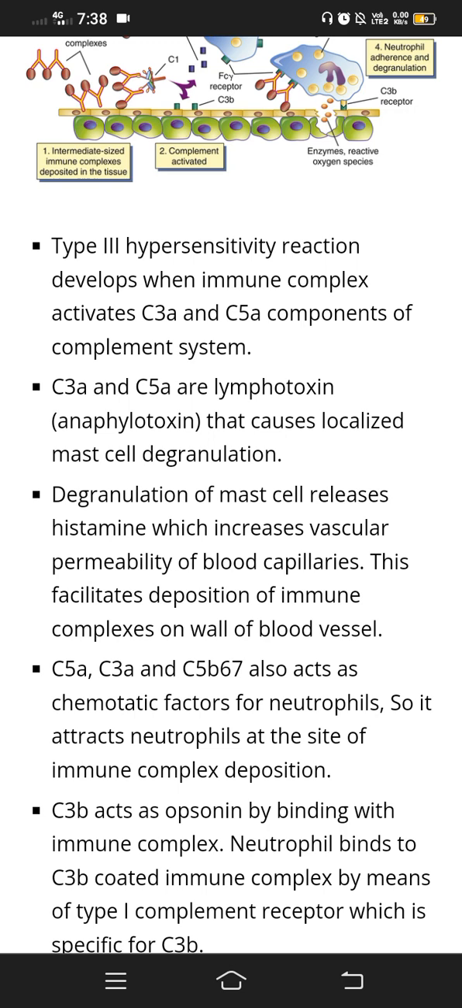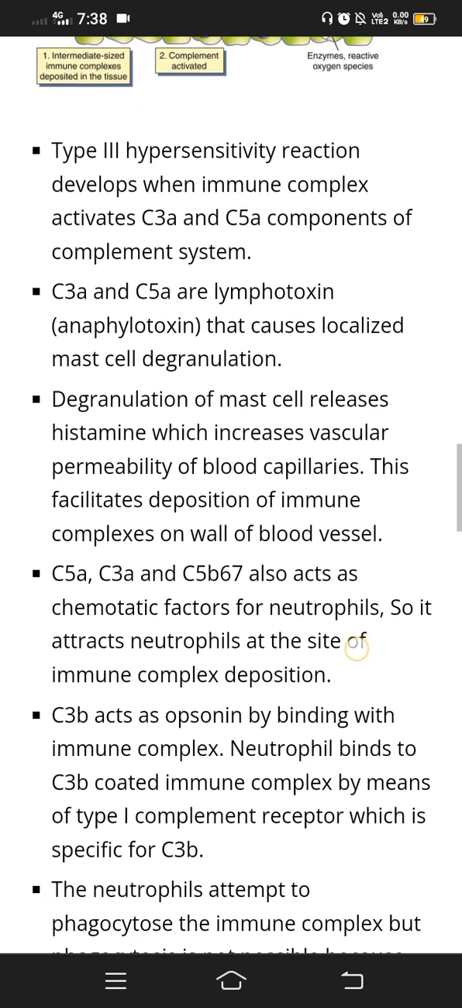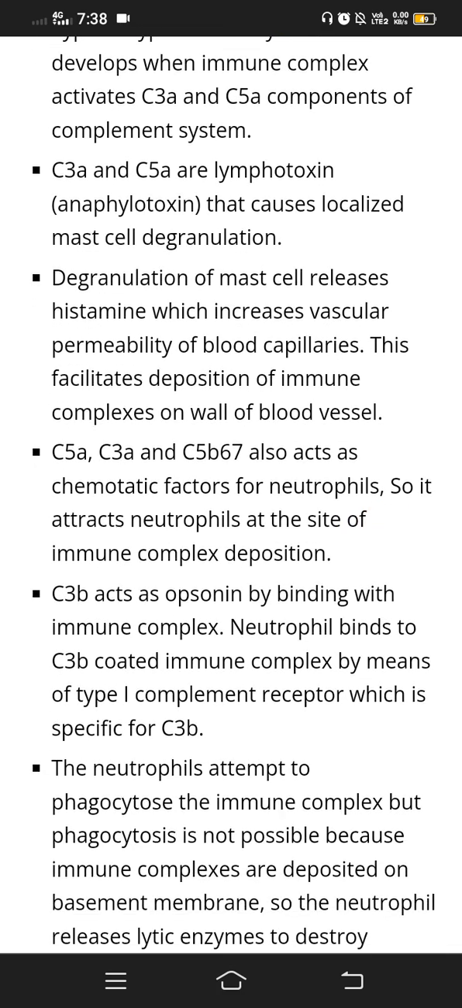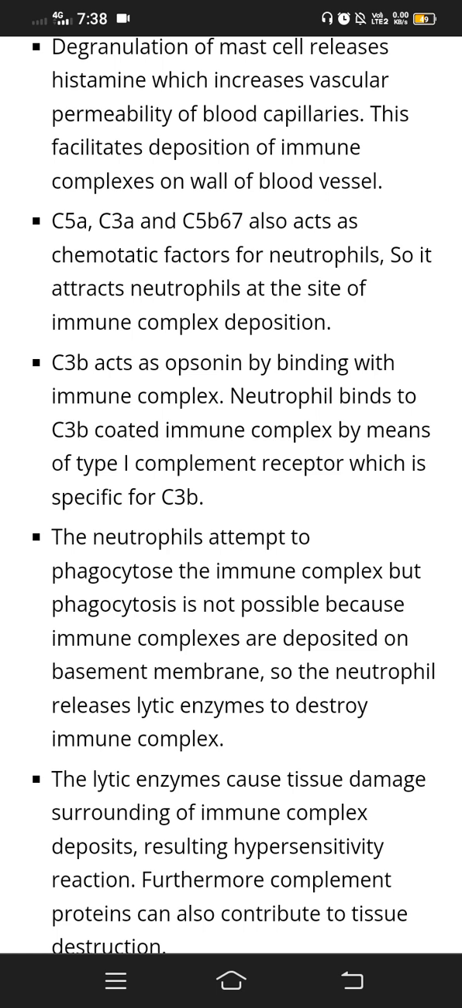C5a, C3a, and C5b67 also act as chemotactic factors for neutrophils, so they attract neutrophils to the site of immune complex deposition. Then C3b acts as an opsonin by binding with the immune complex. Neutrophils bind to the C3b-coated immune complex by means of type 1 complement receptor, which is specific for C3b. The neutrophils attempt to phagocytose the immune complex, but phagocytosis is not possible because immune complexes are deposited on the basement membrane. So the neutrophils release lytic enzymes to destroy the immune complex.